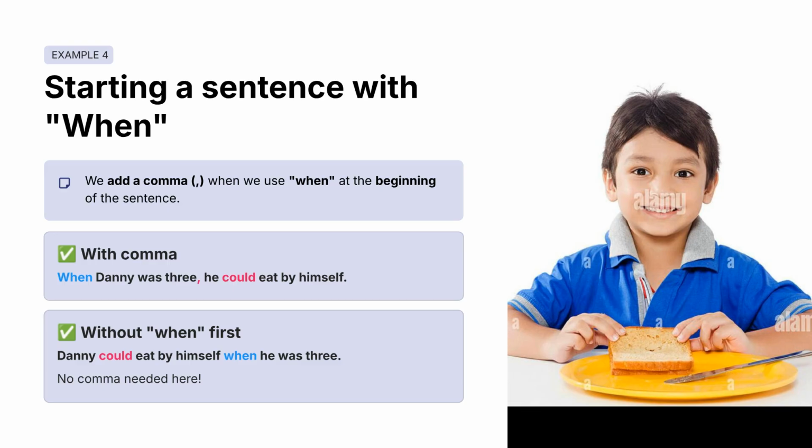In example 4, let's look at starting a sentence with when. We add a comma when we use when at the beginning of the sentence. With a comma at the start, we write, when Danny was 3, he could eat by himself. If we put when in the middle, we write, Danny could eat by himself when he was 3. Notice that no comma is needed when is in the middle.